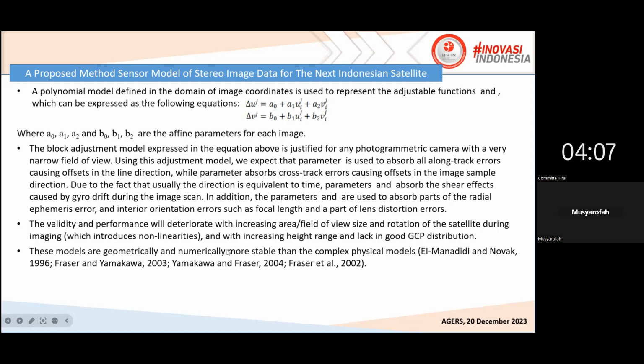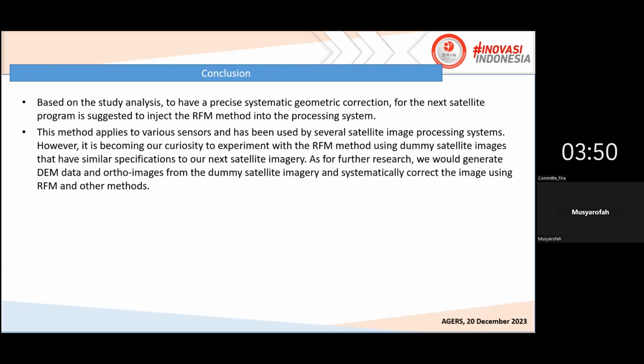The validity and performance will deteriorate with increasing area or field of view size and rotation of the satellite during imaging, and with increasing height range and lack of good GCP distribution. These models are geometrically and numerically more stable than the complex physical model.